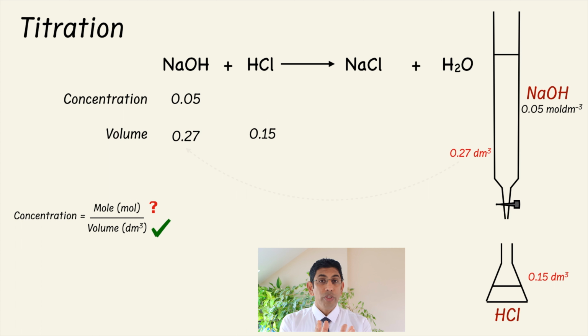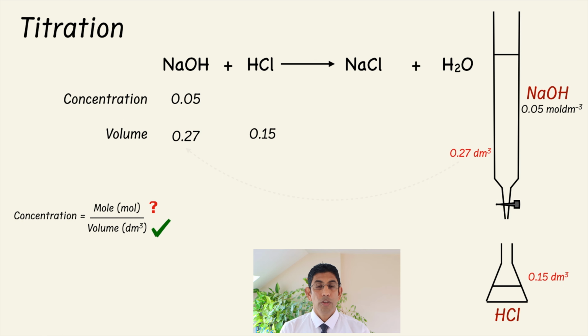Now, for sodium hydroxide, we have the concentration and the volume. Therefore, you can work out the mole of sodium hydroxide using concentration equals mole over volume. So the mole of sodium hydroxide is 0.0135. Since the sodium hydroxide and the hydrochloric acid react in a 1:1 mole ratio, the mole of hydrochloric acid is also 0.0135. Now we have the mole of hydrochloric acid.